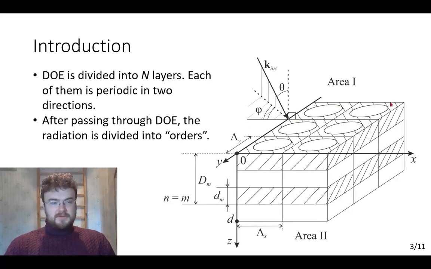In this method, the microstructure is divided into a number of layers. Each layer is uniform in the thickness direction. By the Floquet theorem, radiation is split into orders. These orders either reflect from the microstructure or transmit through it.